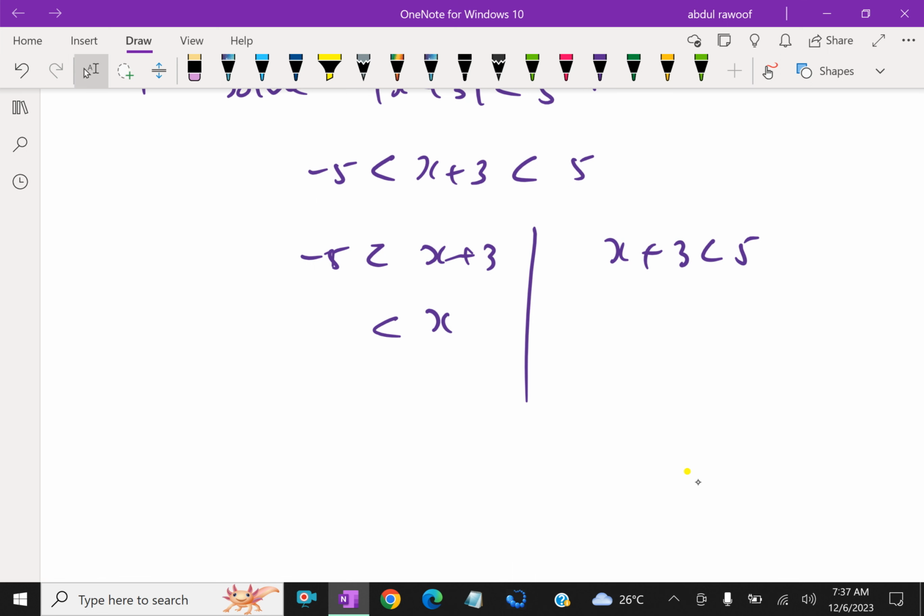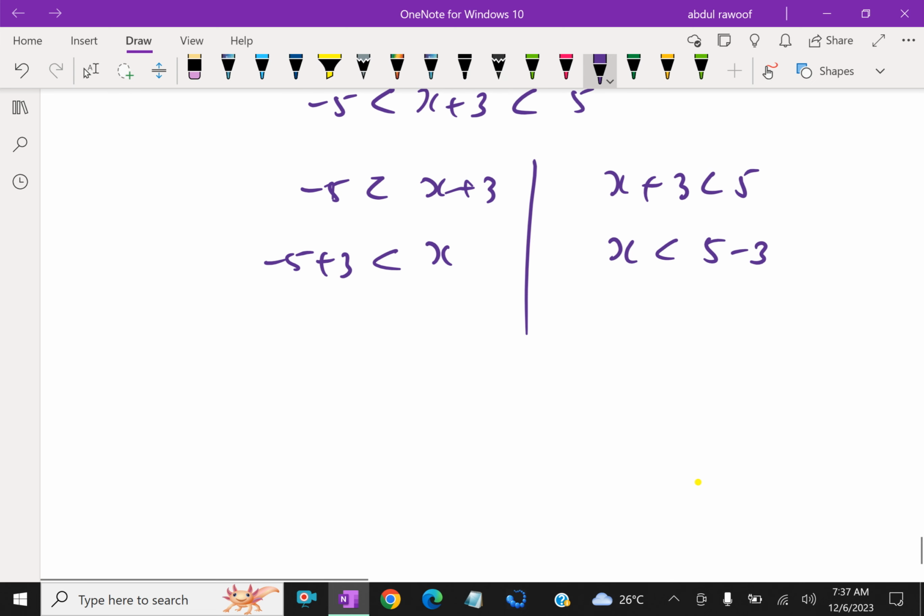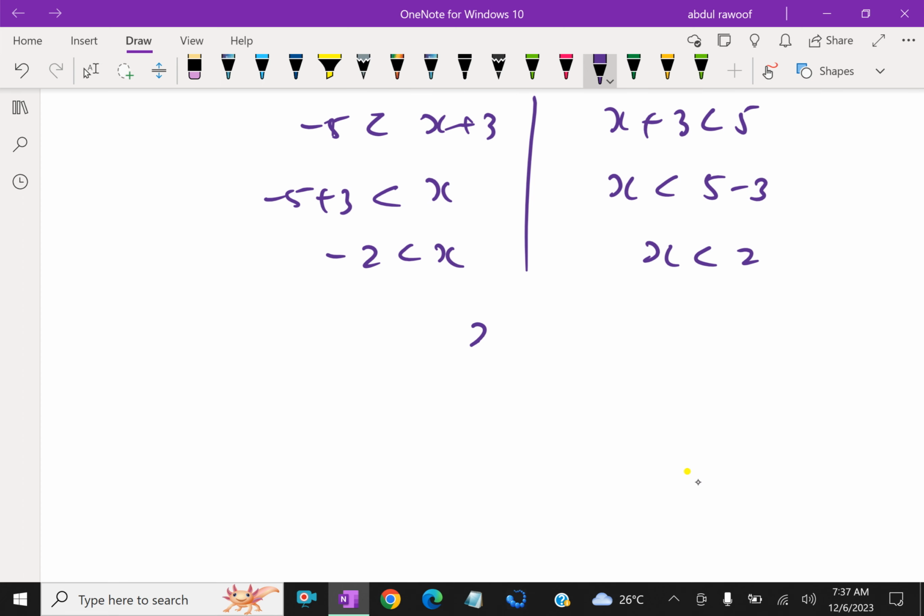Therefore x is greater than minus 5 minus 3 and x is lesser than 5 minus 3. So minus 2 is lesser than x, x is lesser than 2. So in general, the solution is x is greater than minus 2 and lesser than 2.